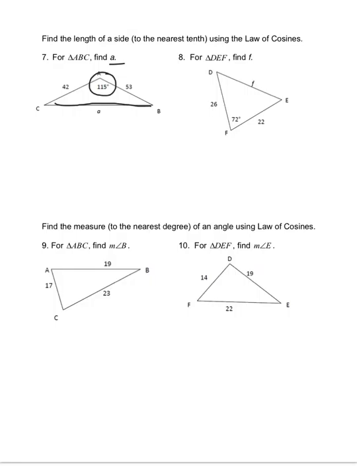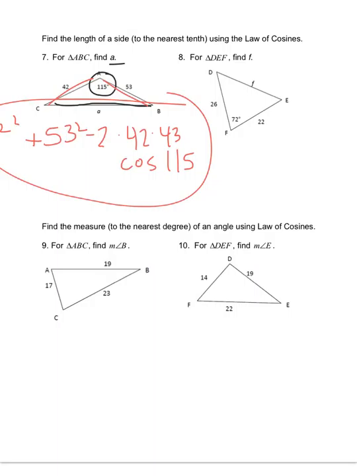So it's a squared equals, I'm going to use these two, 42 squared plus 53 squared minus 2 times 42 times 43 cosine of the angle 115. So a squared is equal to all of this in red. So I need to take the square root of all of this in red. So I put it in my calculator very carefully, and I'm going to round to the nearest tenth. A is approximately equal to 80.3.